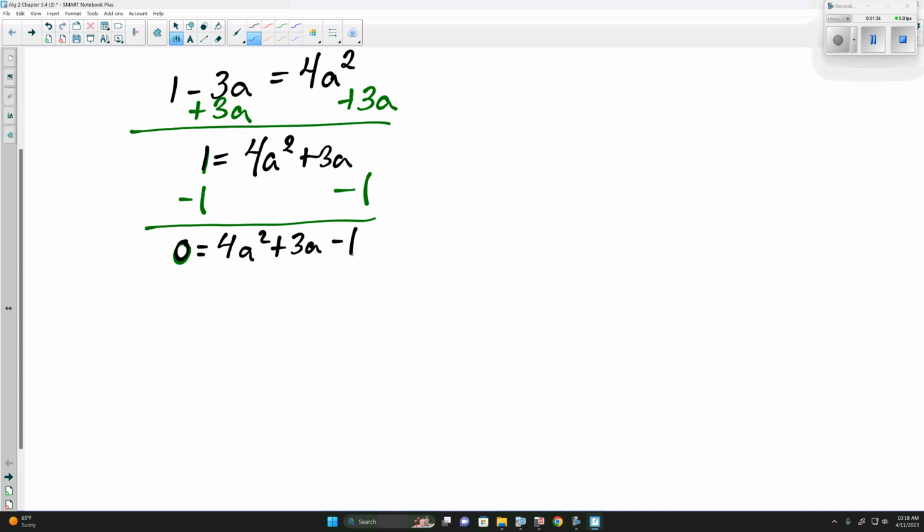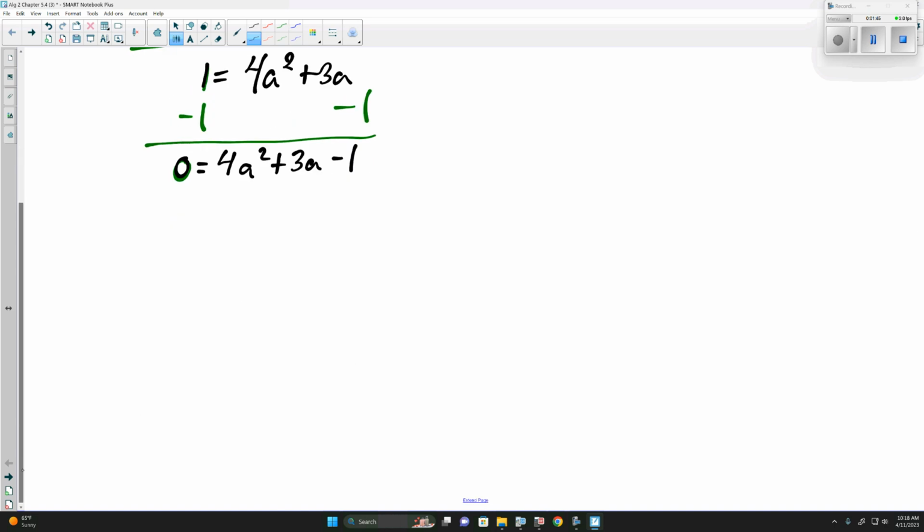Now, we could try to graph this one, but unfortunately, we're going to probably have fractional solutions, mainly because we do have 4a squared. So we're going to have a fraction somewhere. But we should be able to factor it and go from there.